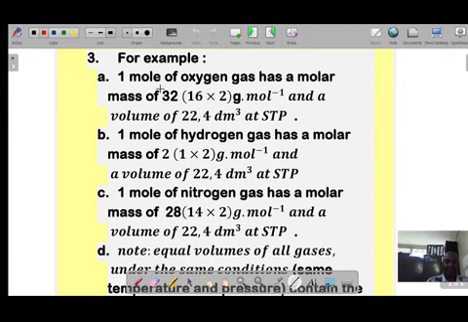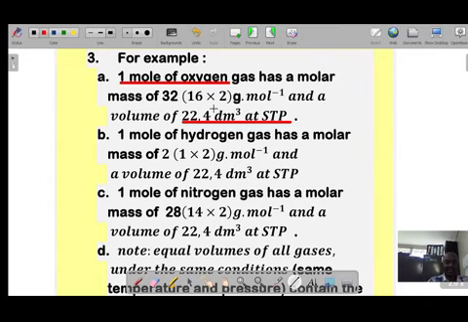Okay, now we talk about 1 mole. So for example, 1 mole of oxygen has a molar mass of what? Of 32 grams per mole, which you get by multiplying 16 times 2. What about the volume? It is 22.4 decimeters cubed at STP. So 1 mole of oxygen gas has a molar mass of 32 grams per mole. What about its volume? It is 22.4 decimeters cubed at STP.